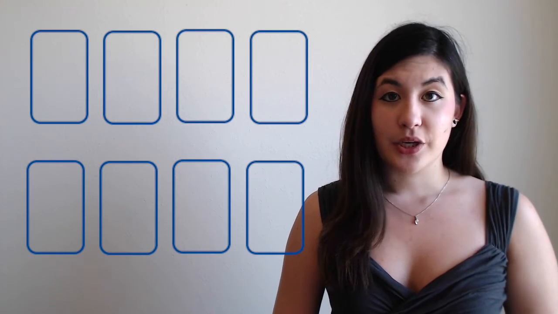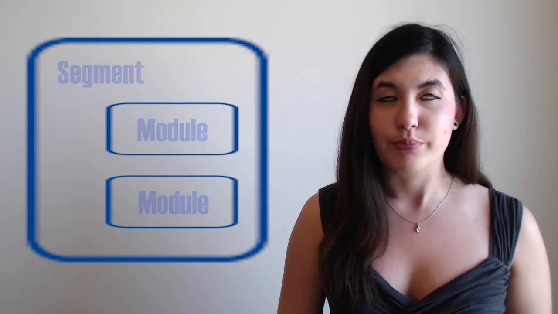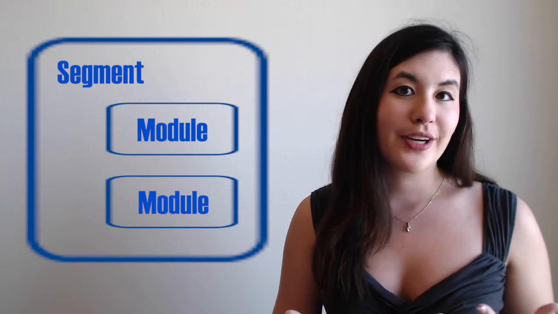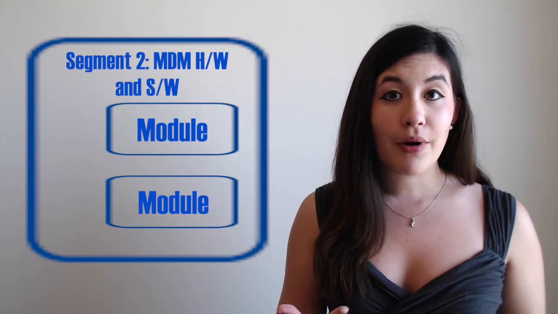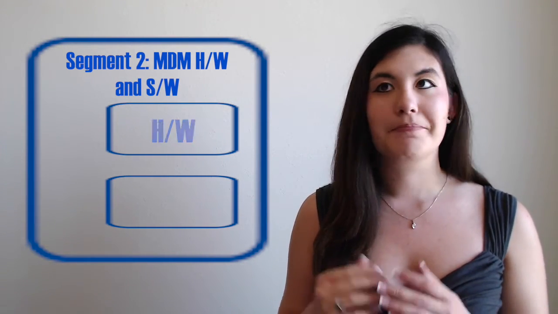Let's get started. Let's go over again the difference between segments and modules. In the Cronus technical flow, there are 8 segments total. The segments are kind of like the overall separated topics that we have to go into. Each segment might have 1 or 2 different modules inside of them, with the exception of segment 3, which has 3 different ones. For example, segment 2 was MDM hardware and software, so the 2 modules inside segment 2 are hardware and then software.